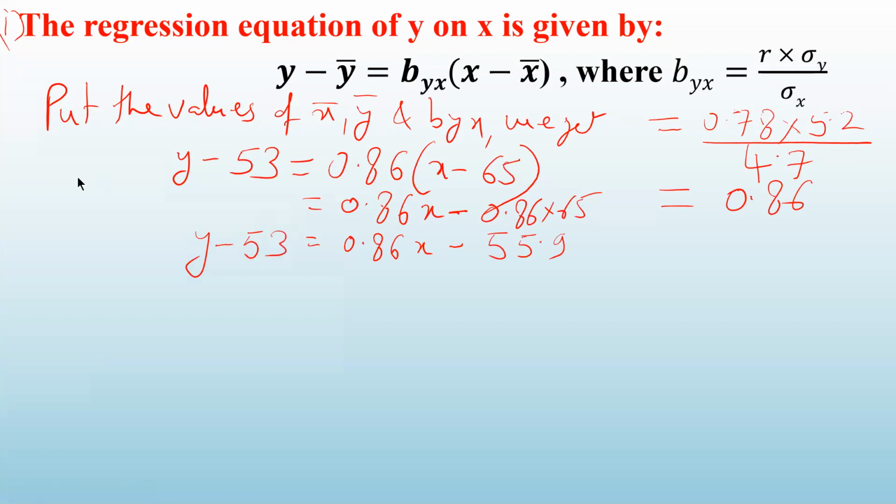Now look at here. You want only y here. So this term minus 53, we have to shift to the other side. When you shift this term from left side to right side, its sign will change. So it will become plus. So therefore, y is equal to 0.86x minus 55.9 and minus 53 shifted here will become plus 53.